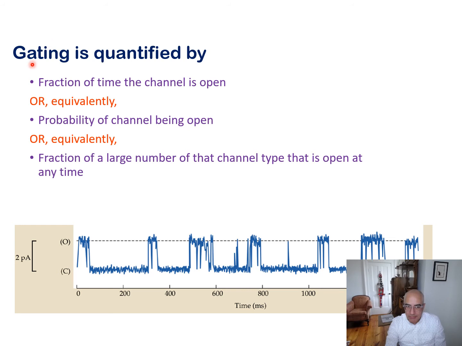So gating can be quantified by any of these factors, and therefore gating as a number is always something between 0 and 1 because it's the probability of the channel being open. If it's always closed, it's 0. If it's always open, it's 1. Otherwise, it's somewhere in between.